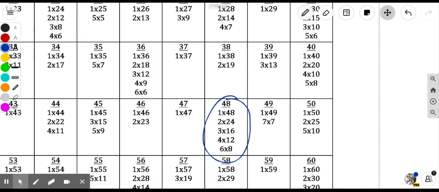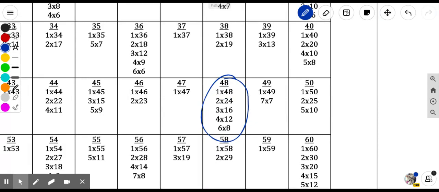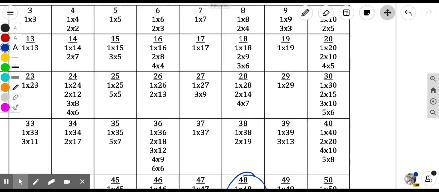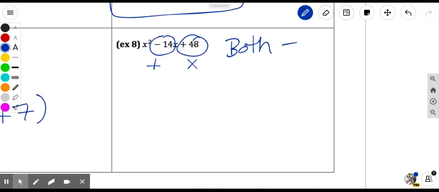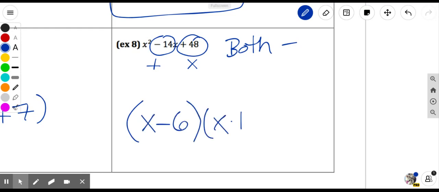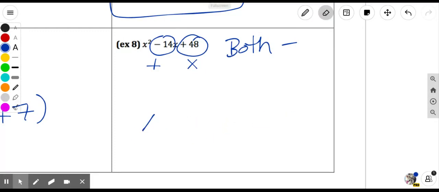So go down the list. 1 plus 48 is 49. Nope. That's going to be 26. Nope. That's going to be 19. Nope, and so on. And you'd figure out that 6 and 8 would add to 14 and multiply to 48. And so for this one, they're both negative. So it's going to be x minus 6, x minus 8.